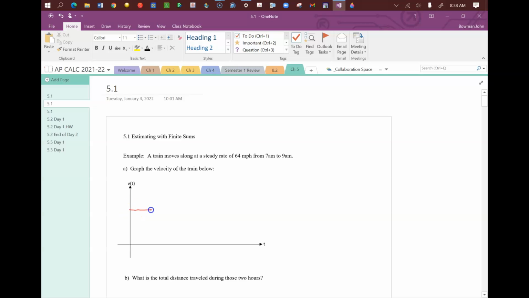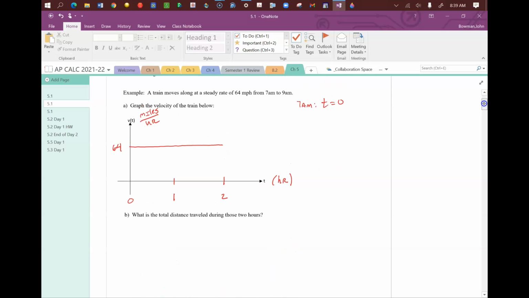In the first part, we are going to graph the velocity of the train. As you know, we have a horizontal line with a height of 64, and the velocity is in units of miles per hour. It travels from 7 a.m. to 9 a.m., so 7 a.m. corresponds to t equals 0, 8 a.m. is 1, and 9 a.m. is 2. The time would be in units of hours.